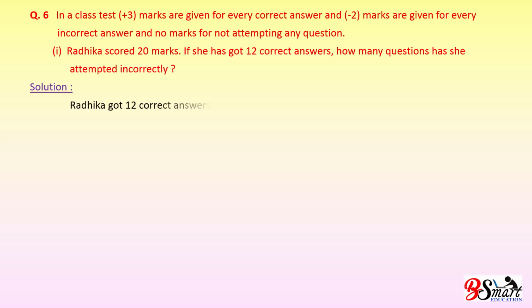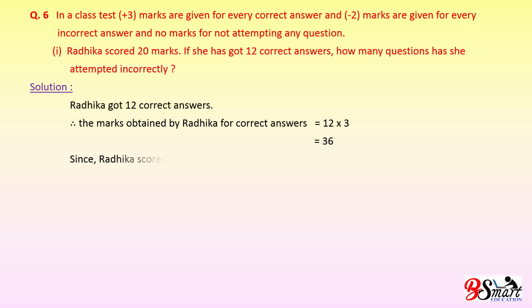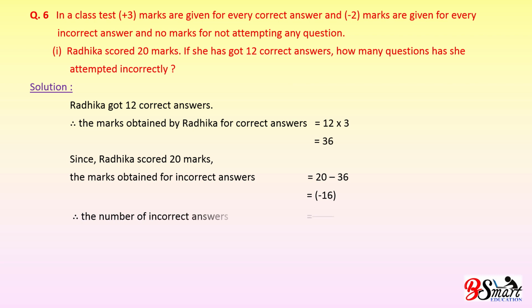Now, Radhika got 12 correct answers. Therefore, the marks obtained by Radhika for correct answers equal 12 into 3, that is 36. Since Radhika scored 20 marks, the marks obtained for incorrect answers equal 20 minus 36, minus plus minus 16. Therefore, the number of incorrect answers equals minus 16 divided by minus 2. Minus minus plus, equal to 8. So Radhika attempted 8 questions incorrectly.